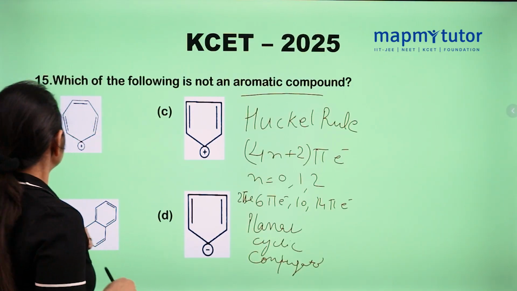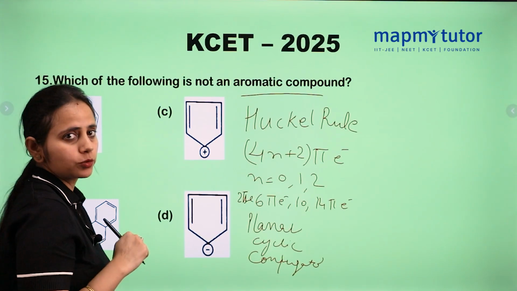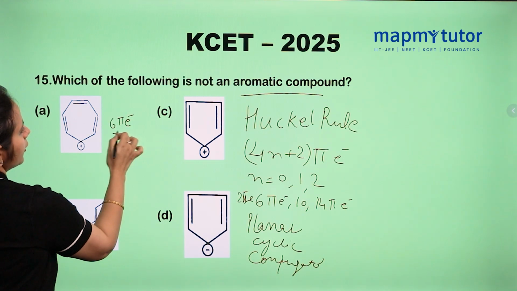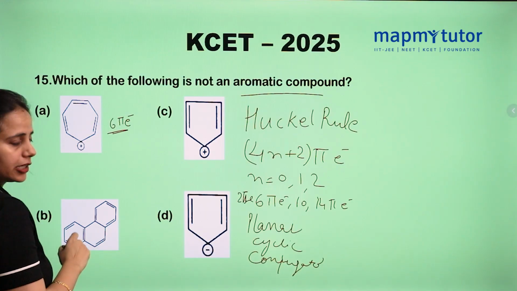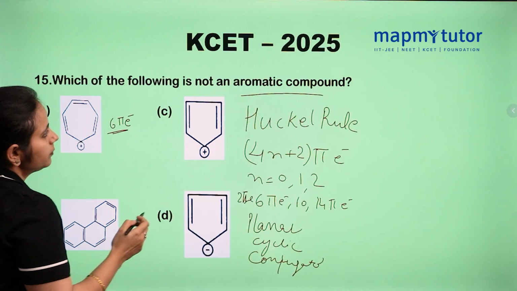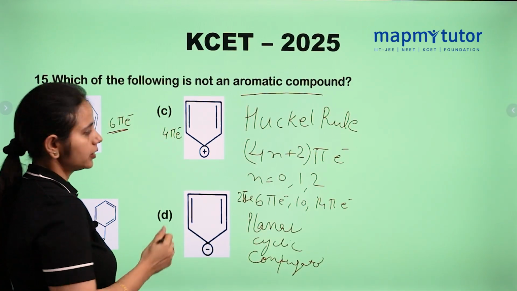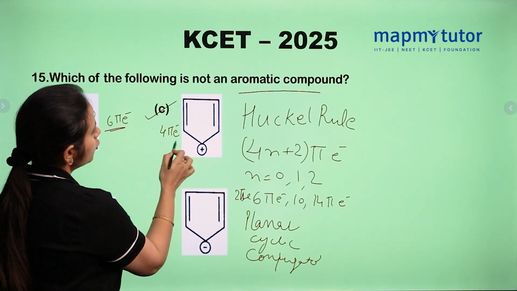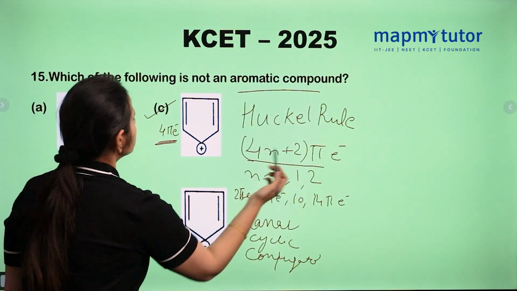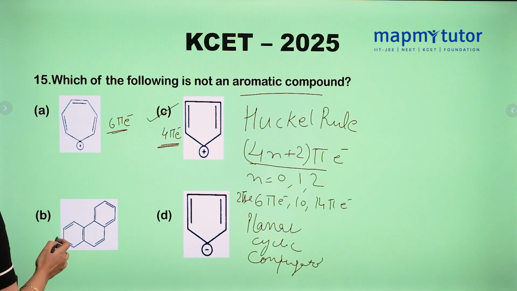Let's see the options now. In option A, one pi bond contains 2 electrons, so here 2, 4, 6 pi electrons are there. So it is aromatic. It is planar in nature. It is conjugated because it contains this double bond. Due to this, there is conjugation. Here it is 4 pi electrons, so it is not aromatic. This is our answer, because it has 4 pi electrons, and for a compound to be aromatic it should contain 4n plus 2, so this is not following Huckel's rule. So it is non-aromatic.